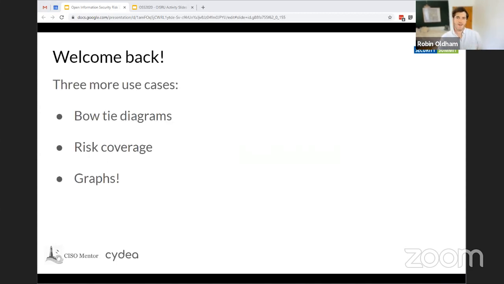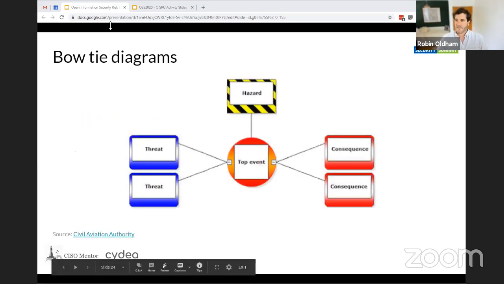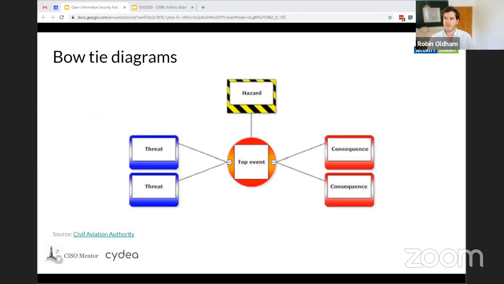So welcome back. 3 more use cases that we want to spend a bit of time running through. So bow tie diagrams, risk coverage, and also a bit on graphs as well that Petra hopefully is still around and going to give us a hand with. She's been looking at it from a glass wall perspective and some of their incidents and applying it there. So without further ado, we'll jump into some bow tie diagrams.